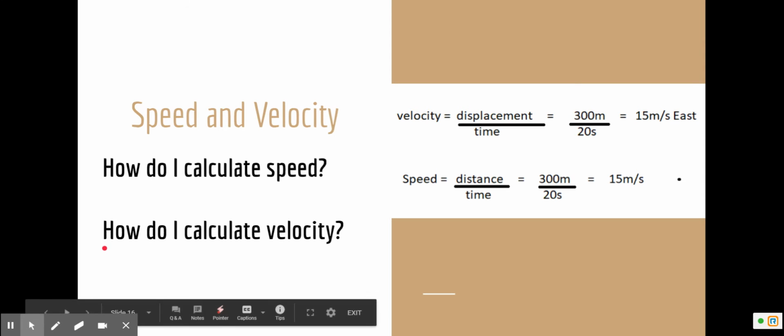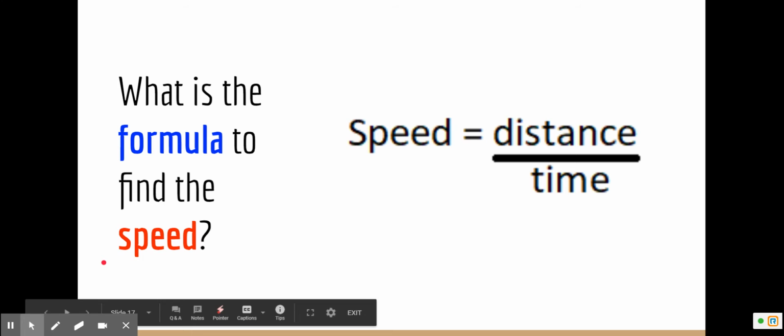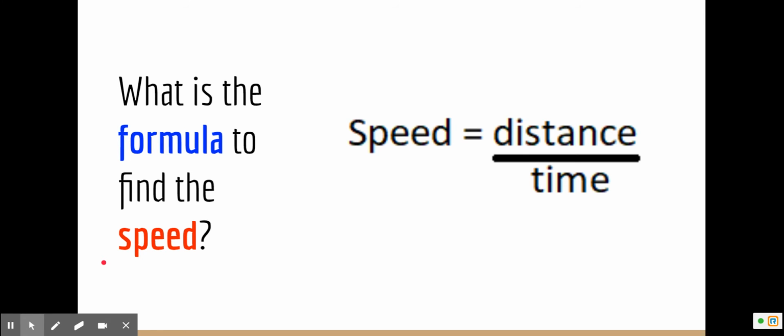How do I calculate speed? What is the formula to find the speed? Speed equals distance divided by time. Distance is in the numerator, time is in the denominator. We take distance and we divide it by time.